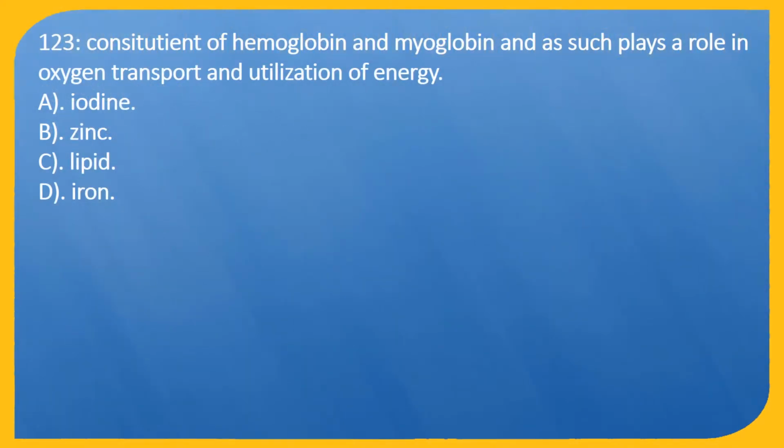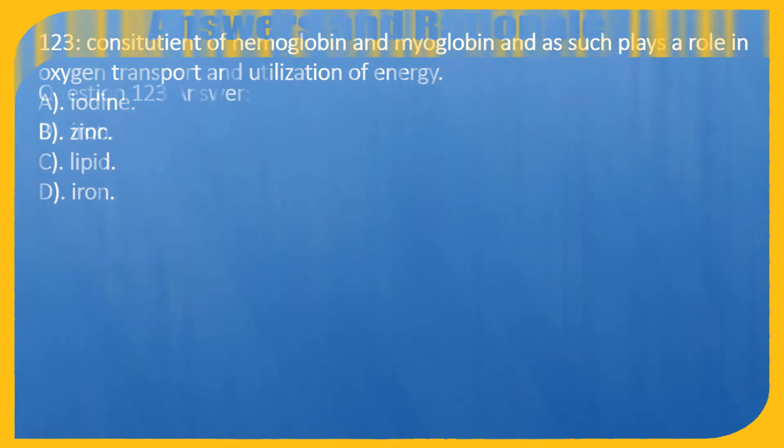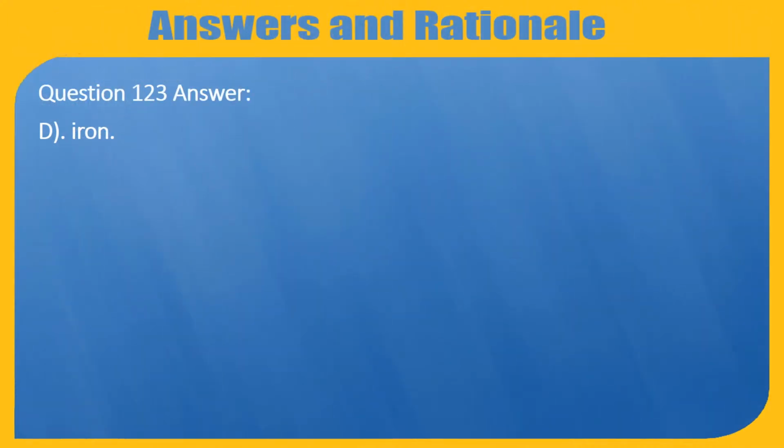Question 123, constitution of hemoglobin and myoglobin and as such plays a role in oxygen transport and utilization of energy. A. Iodine. B. Zinc. C. Lipid. D. Iron. Question 123 Answer, D. Iron.